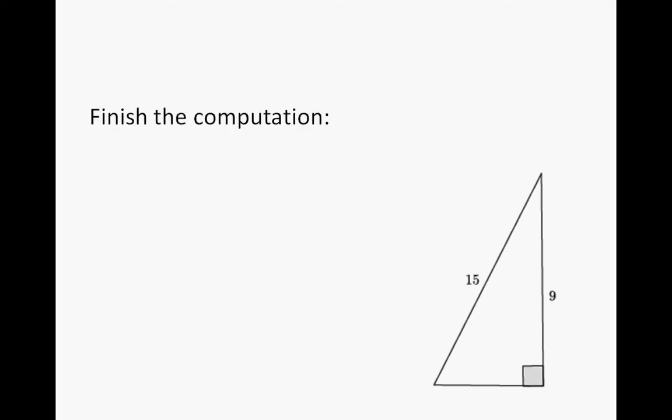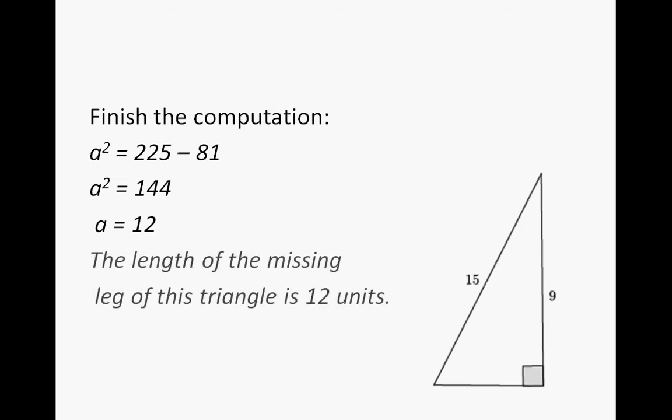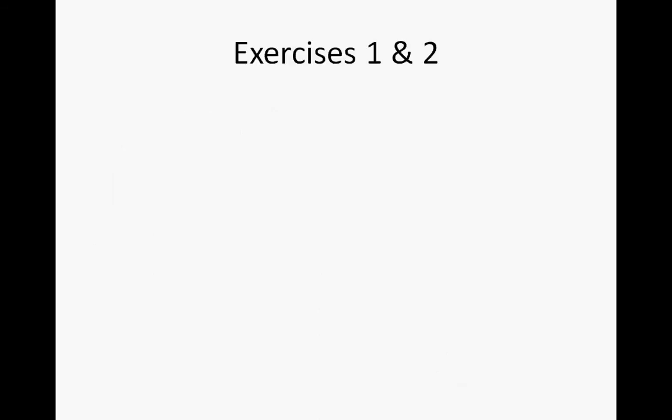So let's finish the computation. a squared equals 225 minus 81. Well, that gives us a squared is equal to 144, and what number times itself equals 144? That would be 12. So the length of the missing leg of this triangle is 12 units. All right, go ahead and do exercises 1 and 2. When you have completed exercises 1 and 2, continue the video to check your answers.